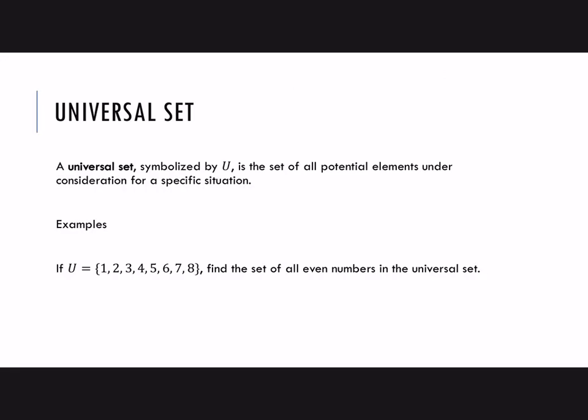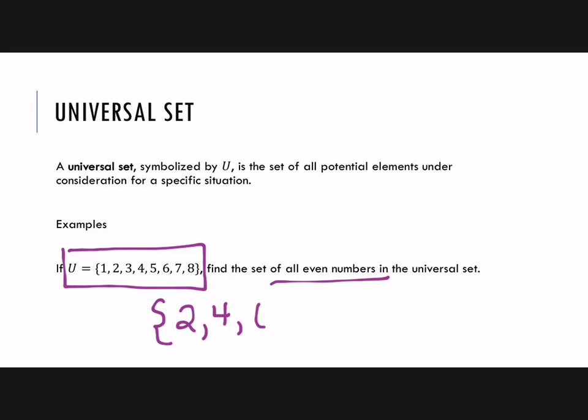Alright, here's an example. If the universal set is the set containing 1, 2, 3, 4, 5, 6, 7, and 8, find the set of all even numbers in the universal set. So we're ignoring all of the other numbers and we're looking only at things in this universal set. This is the larger context for our problem. And then from there we want to find the set of all even numbers in that universal set. So this set would be, we would just list all of the even numbers in that universal set. And notice I'm completely ignoring things like 10 and 12 and 14 because those are not in the universal set.